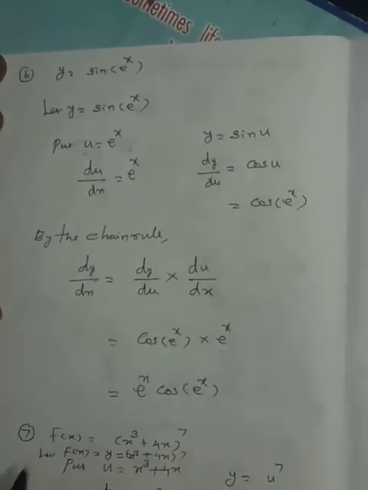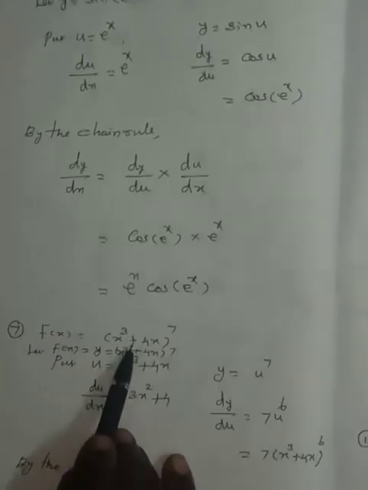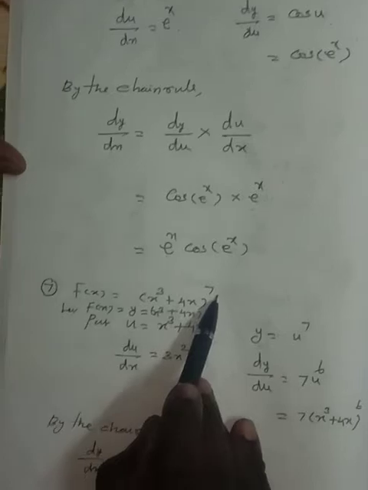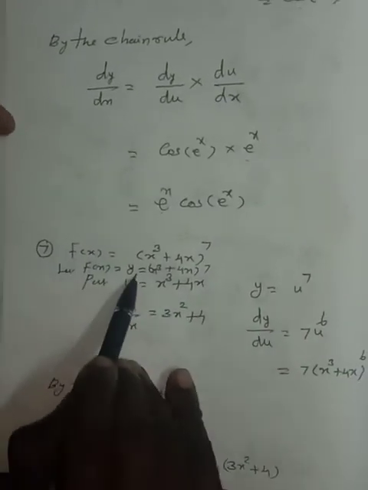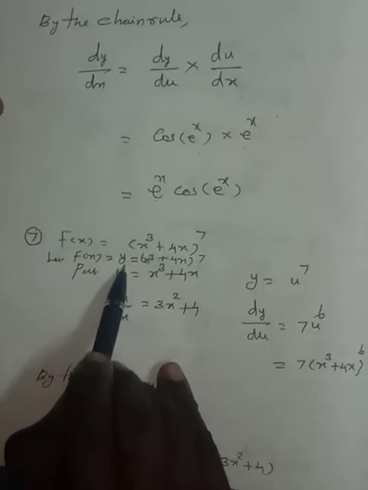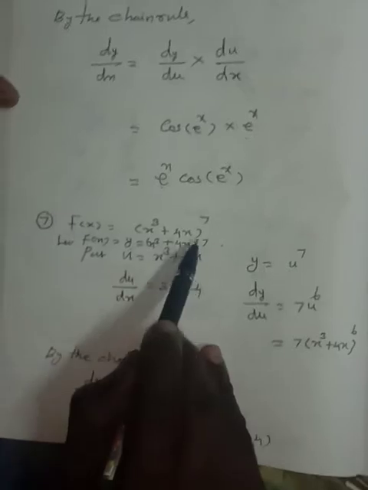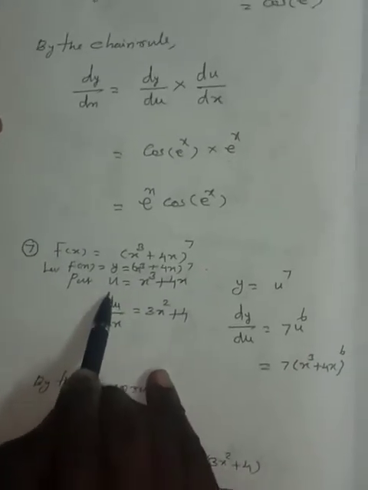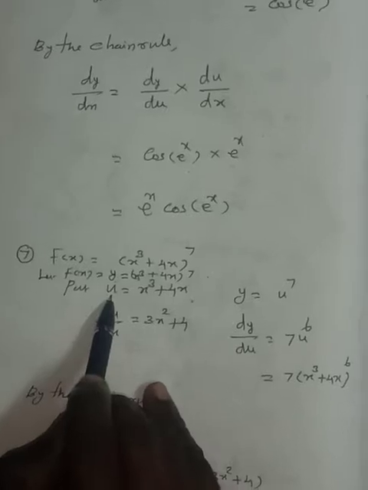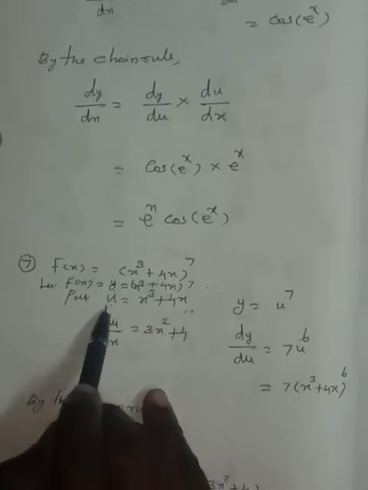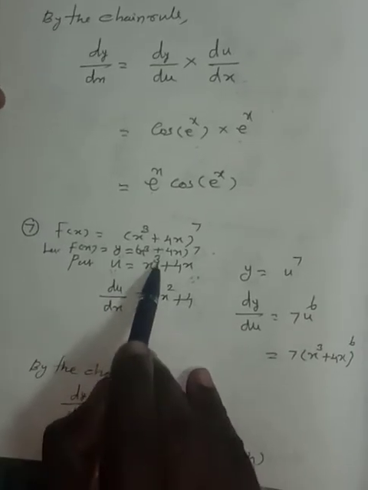Sum number 7. Capital F of x is equal to x power 3 plus 4x whole to the power of 7. Let us take F of x as y. Y is equal to x power 3 plus 4x whole to the power of 7. Take this bracket as u. U is equal to x power 3 plus 4x. Now left hand side variable is u, right hand side variable is x. Differentiate u with respect to x. Yes, du by dx is equal to 3x square plus 4.